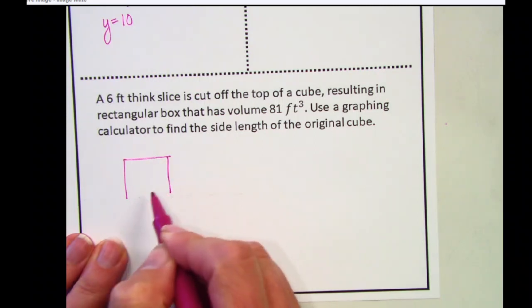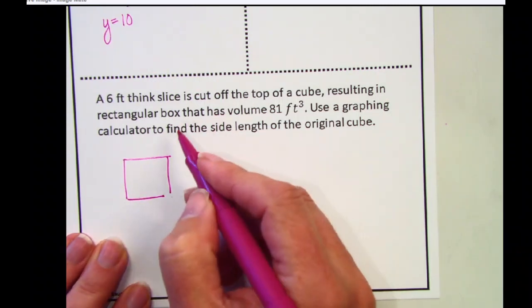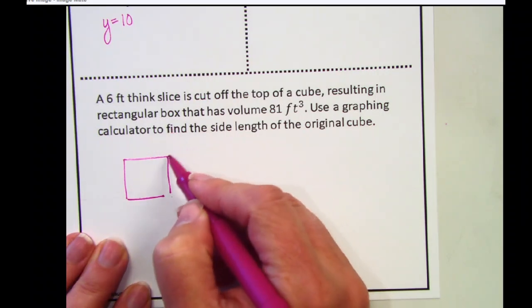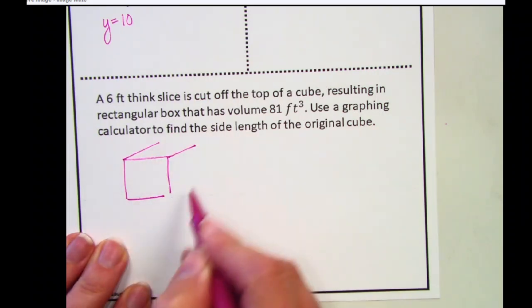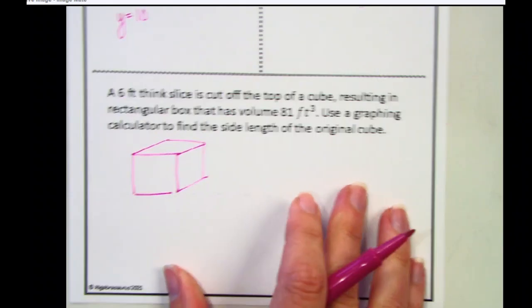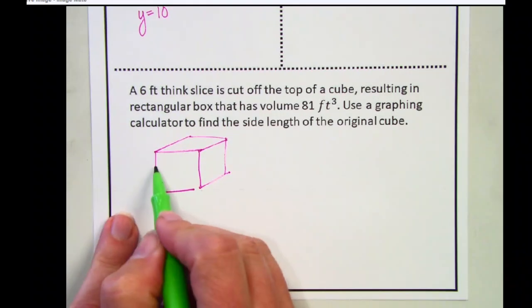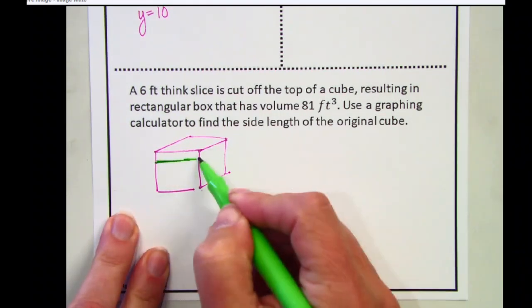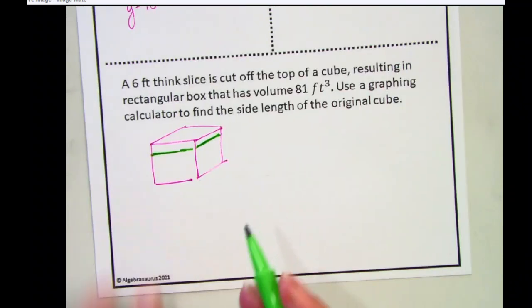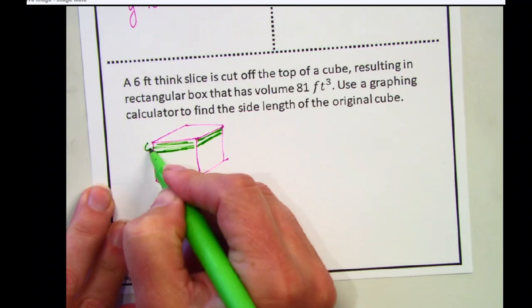So it's a big cube. Yes, it's 6 feet tall. Oh, the slice that's taken off is, I have a hard time drawing cubes like this. I don't know how you guys do. There's my cube. And then what do we do to that cube? We cut off a slice. How thick does it say that slice is? 6 feet. So this is 6 feet right there.